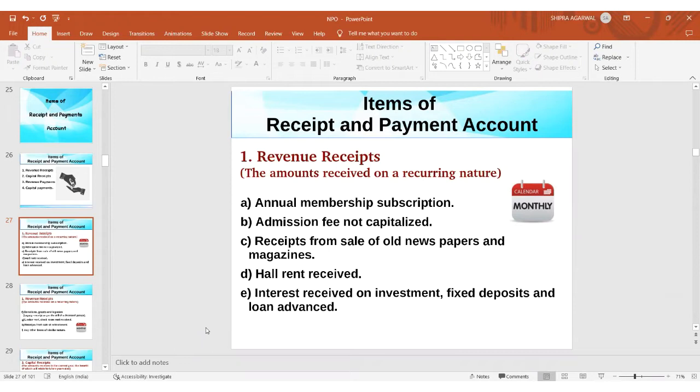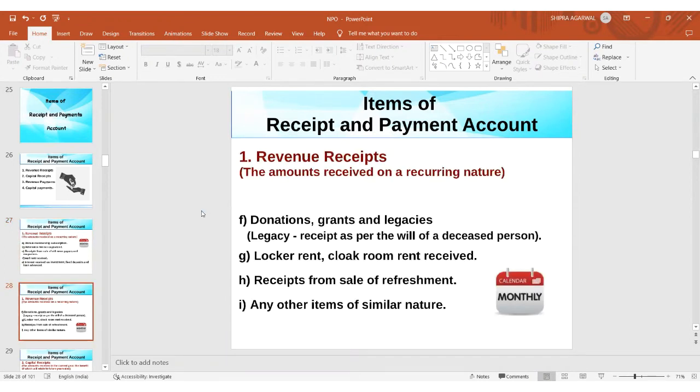Then if you have some interest received, because you might have certain investments, so all the interest that you received from your investments, maybe from your fixed deposits, and maybe some loan that you have given to some other organization and you are receiving interest on that, all these things are again a part of your revenue receipts.